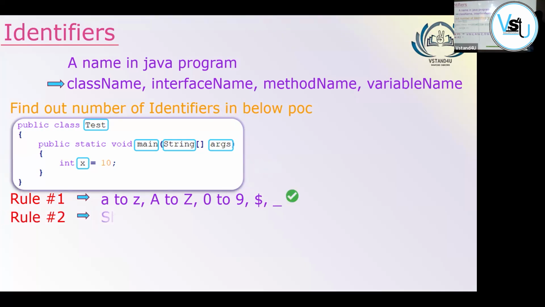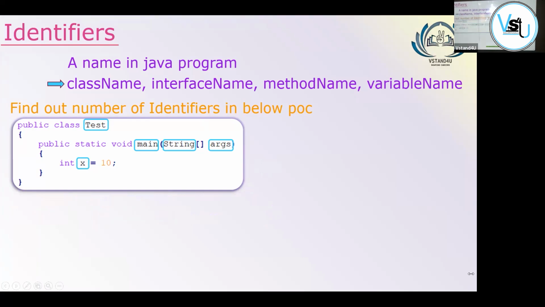Next rule, sir. These are allowed. Okay. Second rule says, what does it mean? Any name you write should not start with a digit. So can I ask, sir, is it possible? Sorry.